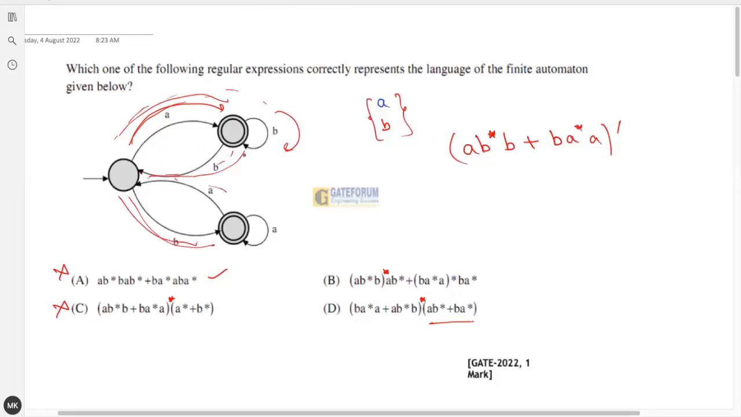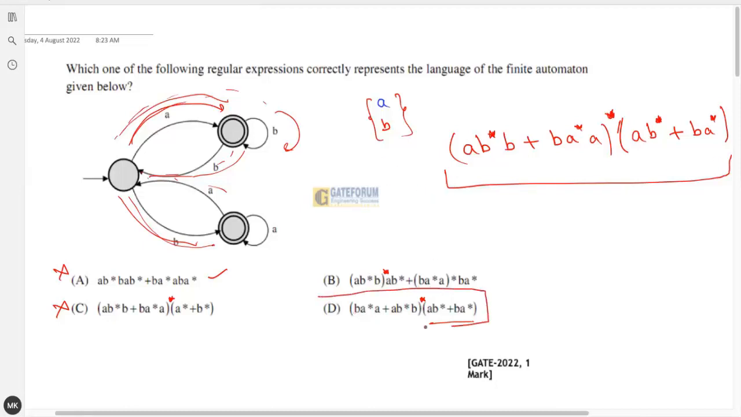So there can be many cycles, so here you have to write an asterisk. There can be any number of cycles. Now after these cycles, it has to reach the final state. So it can reach through A, B star or B, A star. So this will be the final regular expression for the given automata. If you see, option D is correct.